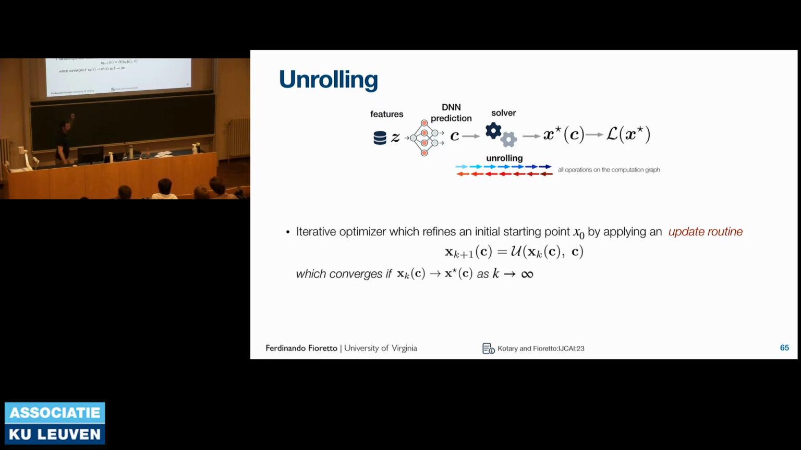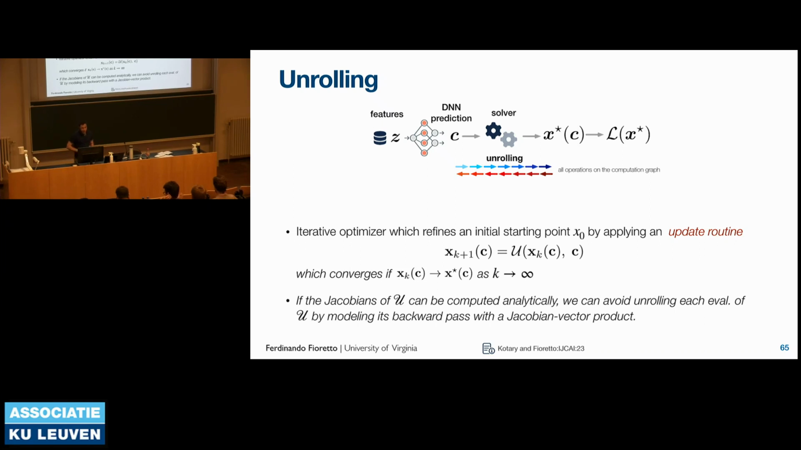Okay, so you have an optimizer, so you have a solver over there. And what we want to do is to define these solvers in terms of some iterative steps. So at each iteration k plus 1, the solution that you find from a solver is given by a routine that we're calling u that takes as input the solution that we found at step x_k, right? And then we continue, and this should converge in a finite number of steps, right? Now, if the Jacobian of this function can be computed analytically, then we can avoid unrolling after all, right?